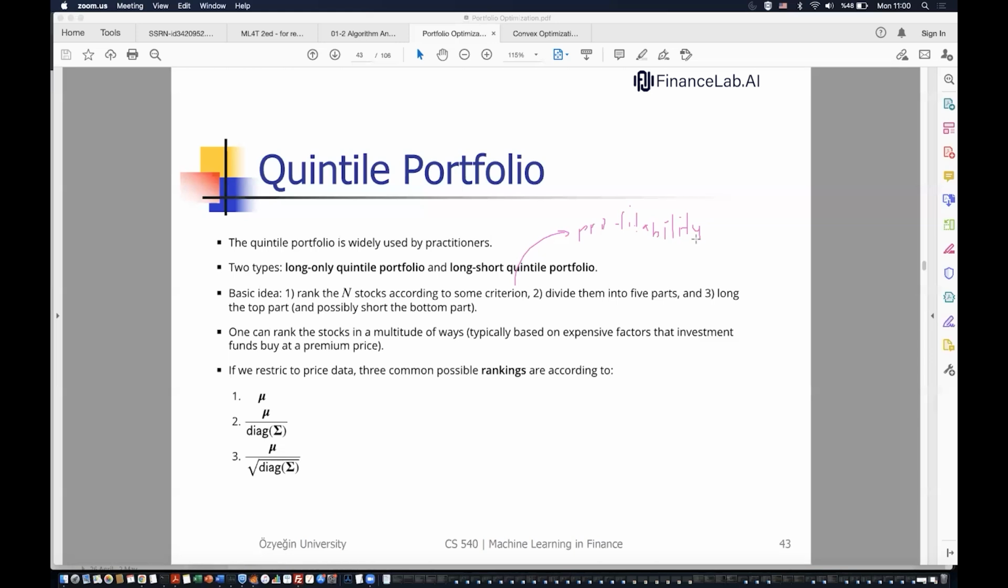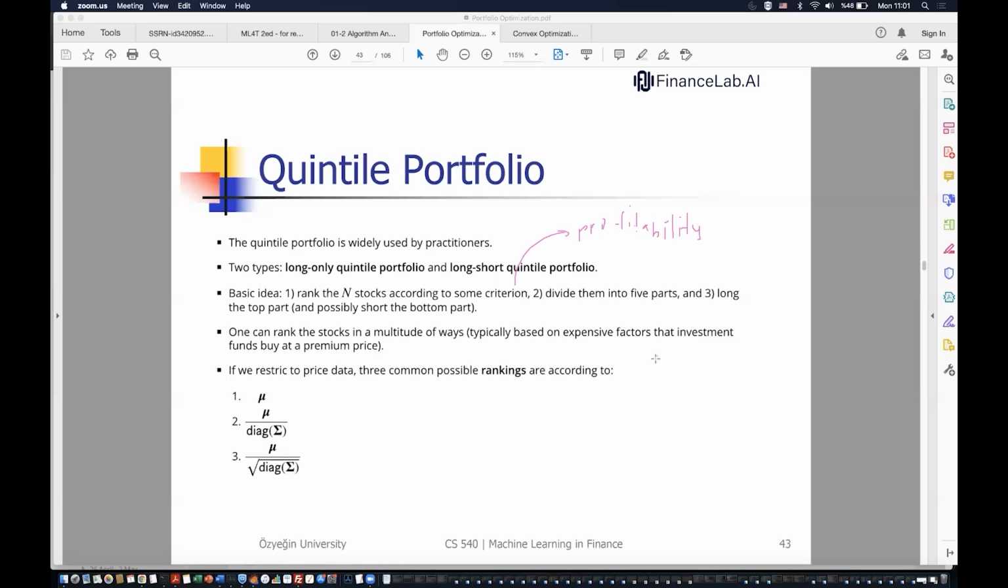And what we do here is we divide them into 5 parts. The top part is longed in long-only quintile portfolios. And in long-short quintile portfolio, we basically long the top part and possibly short the bottom part.